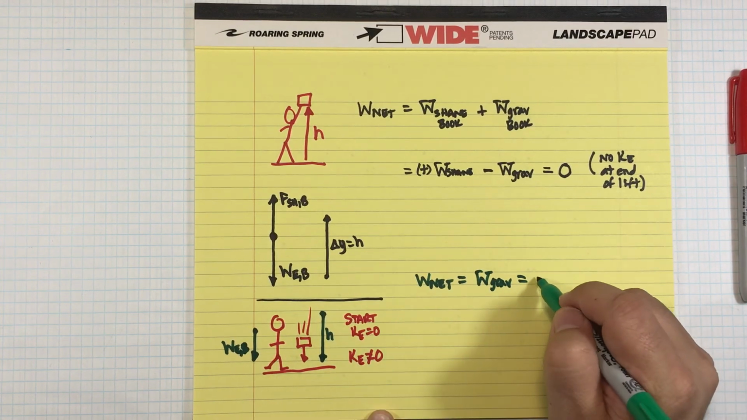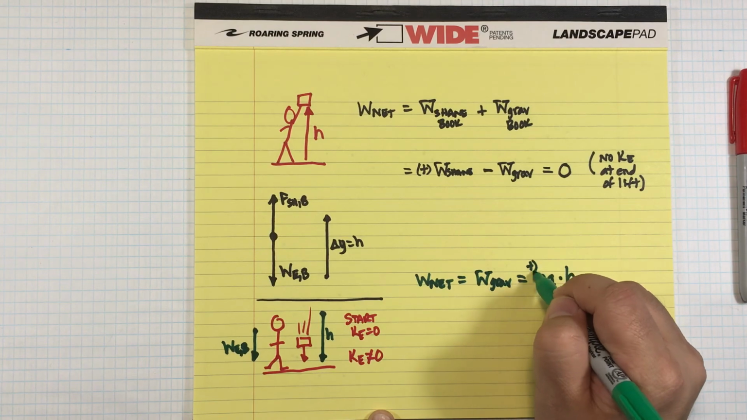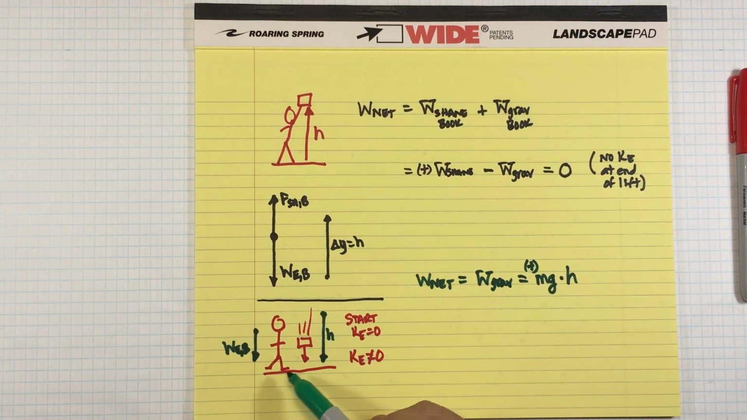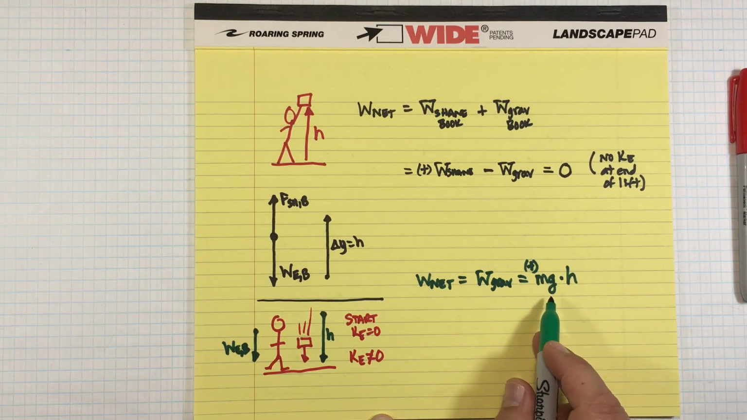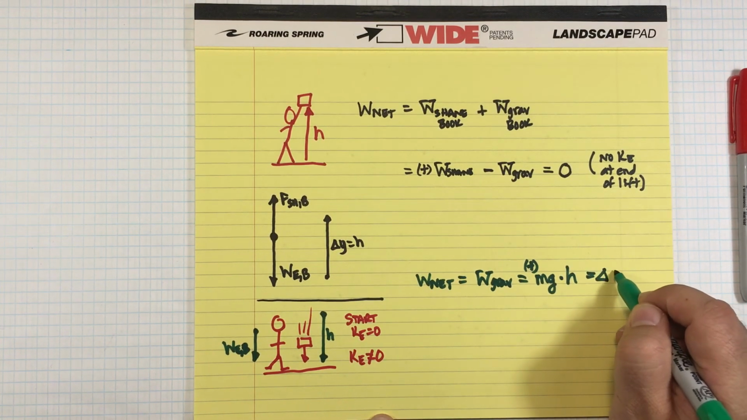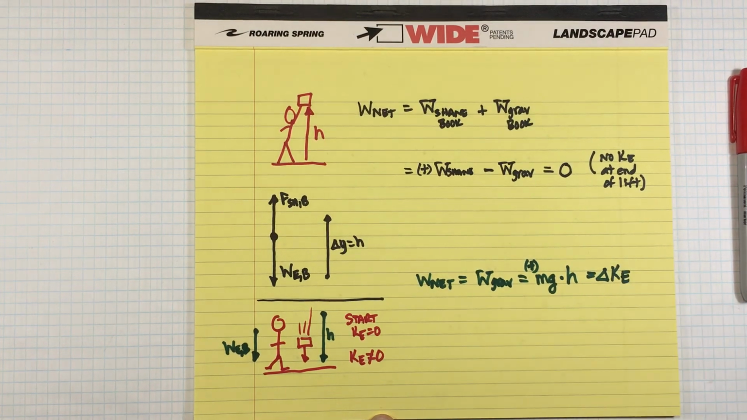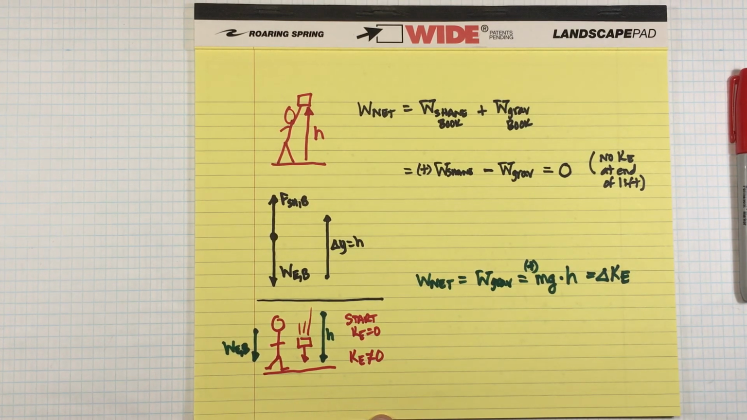The force of gravity is just the mass times the acceleration. The displacement is h, and it is positive because the angle between the displacement and the force is 0. Cosine of 0 is positive 1. So in this case, the work is positive. Energy is put into the book. It had no kinetic energy at the start, and it definitely has kinetic energy at the end. And that energy came from the work done by the gravitational force.